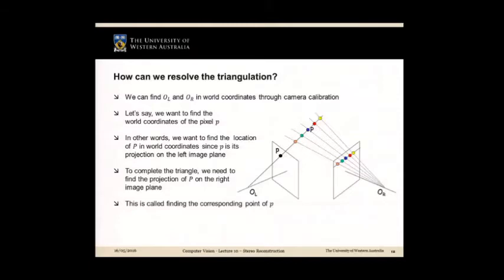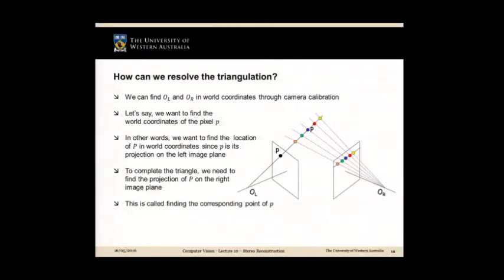So, in other words, we want to find the location of P inverse. Since P in its projection on the left image plane, to complete the triangle, we need to find the projection of P on the right image plane. On the right image plane, what will you get? A line. So a point on this image plane corresponds to a line on this image plane, right? And why a line here? Because we are reducing the search to this line here, and that's just the projection of this ray on this image. Right? It's clear?